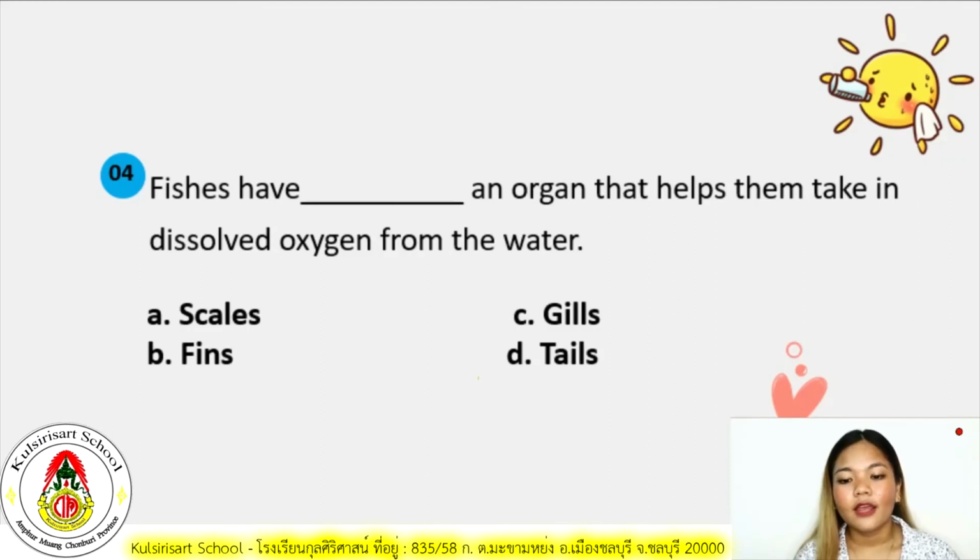For number 4, fishes have blank, an organ that helps them take in dissolved oxygen from the water. Is it letter A, scales, letter B, fins, letter C, gills, or letter D, tails?